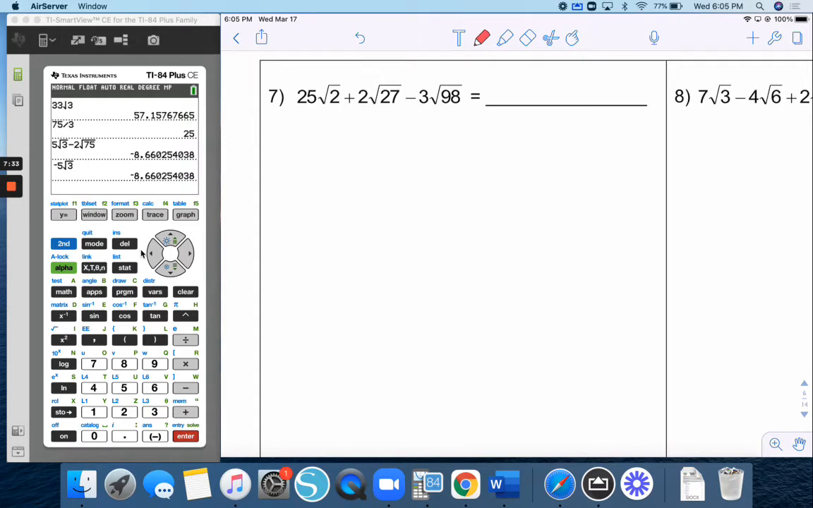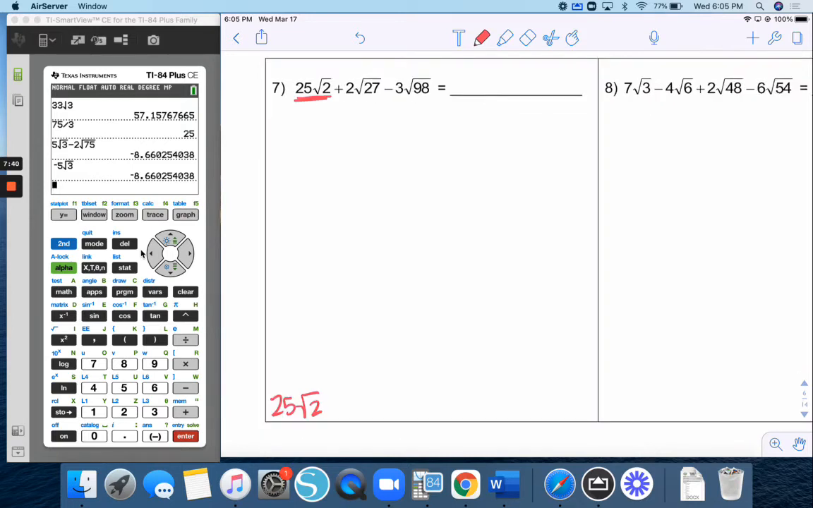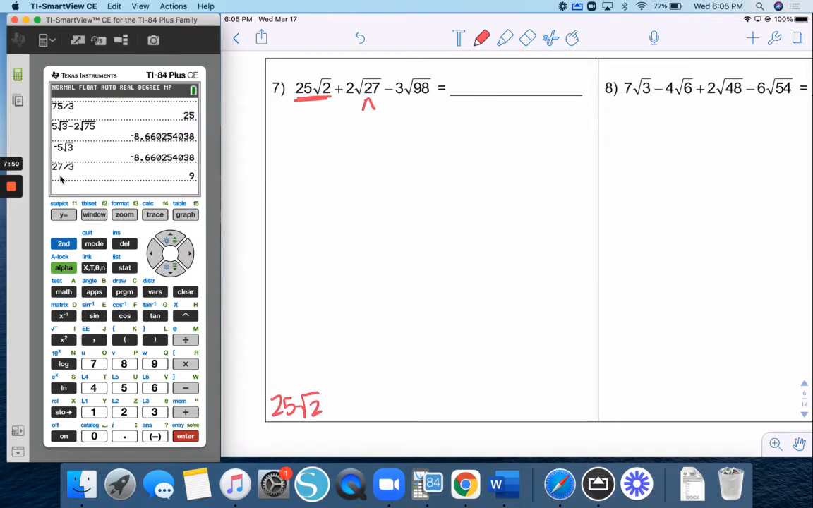The square root of 2, I cannot simplify this at all. So all I'm going to do for right now is rewrite it at the very bottom to make sure I don't lose it. 27 is divisible by 3. So that breaks up into 3 and 9. 9 breaks up into 3 and 3.